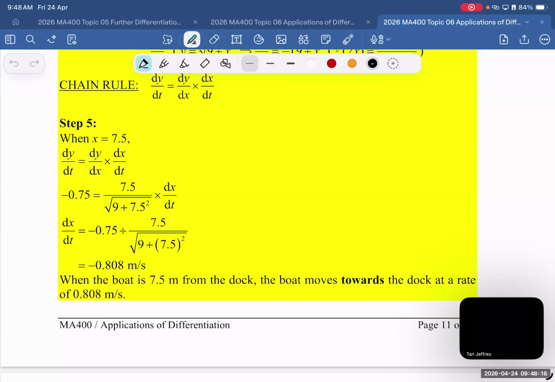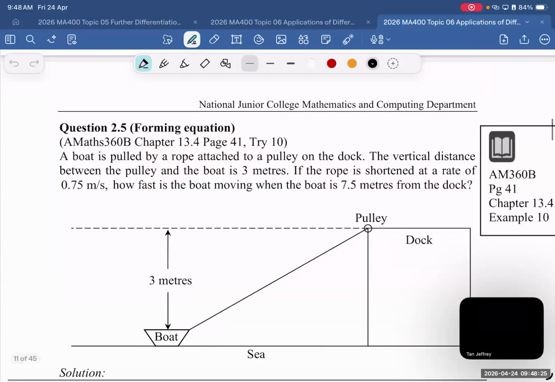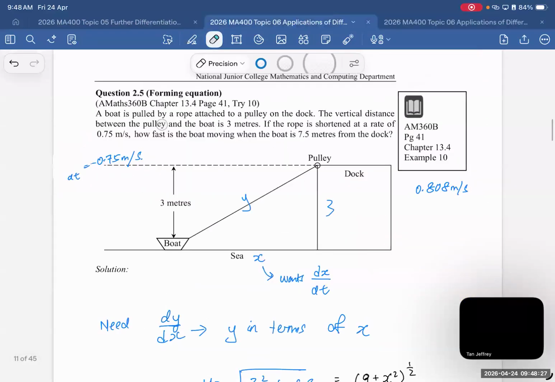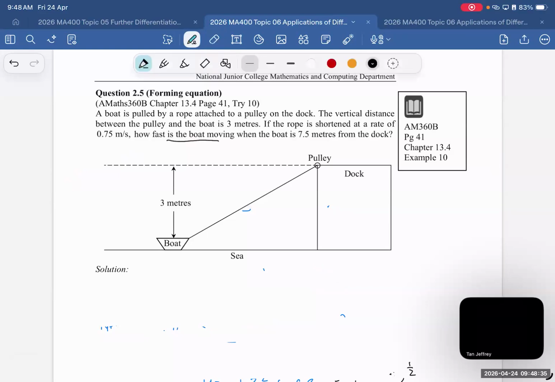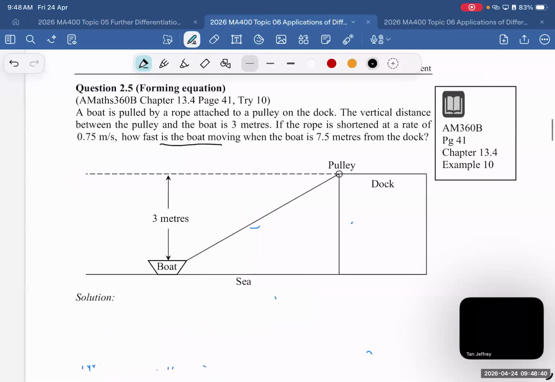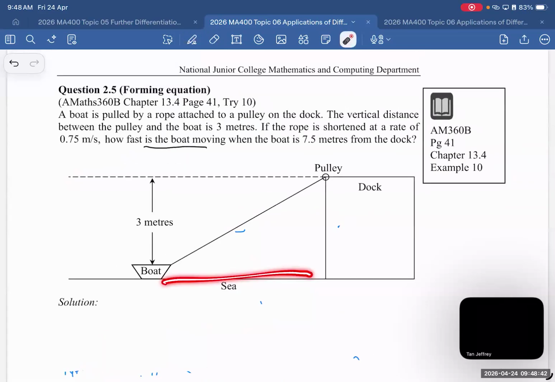Okay, so let me say again. Let's look at the question. If I want this entire thing, we remember that in our question, we want 3 derivatives. First one, how fast is the boat moving? When they're asking this, they're asking about somewhere along this dimension. I'm going to call this x.